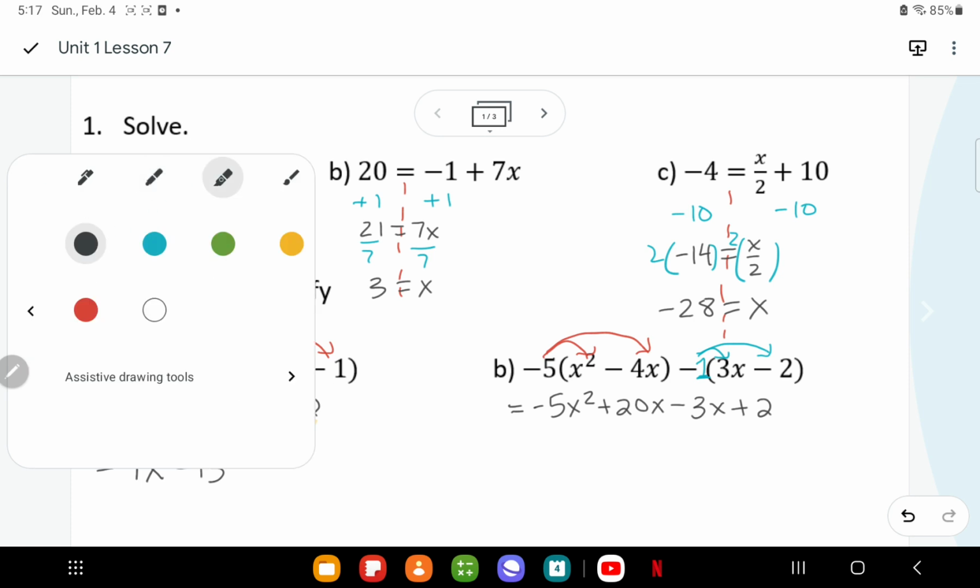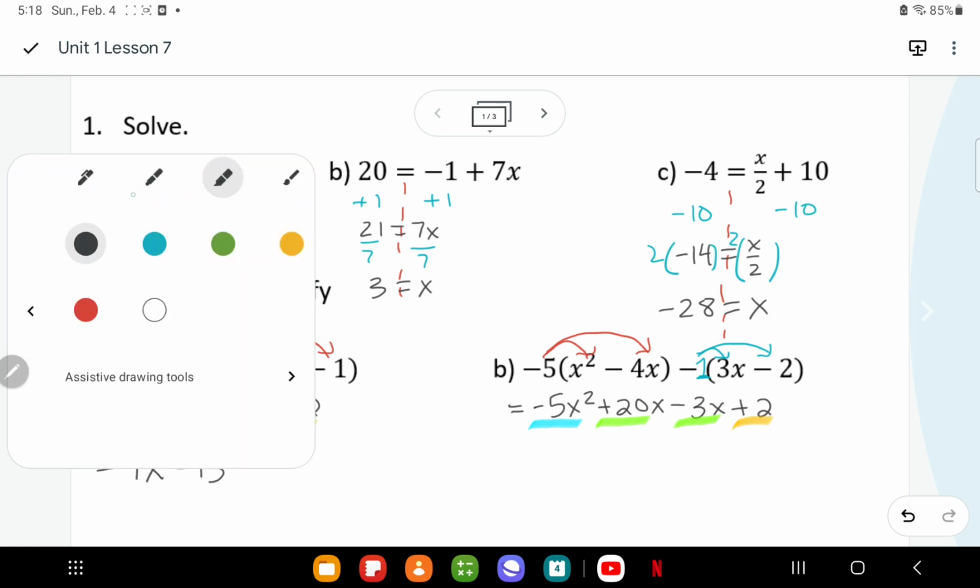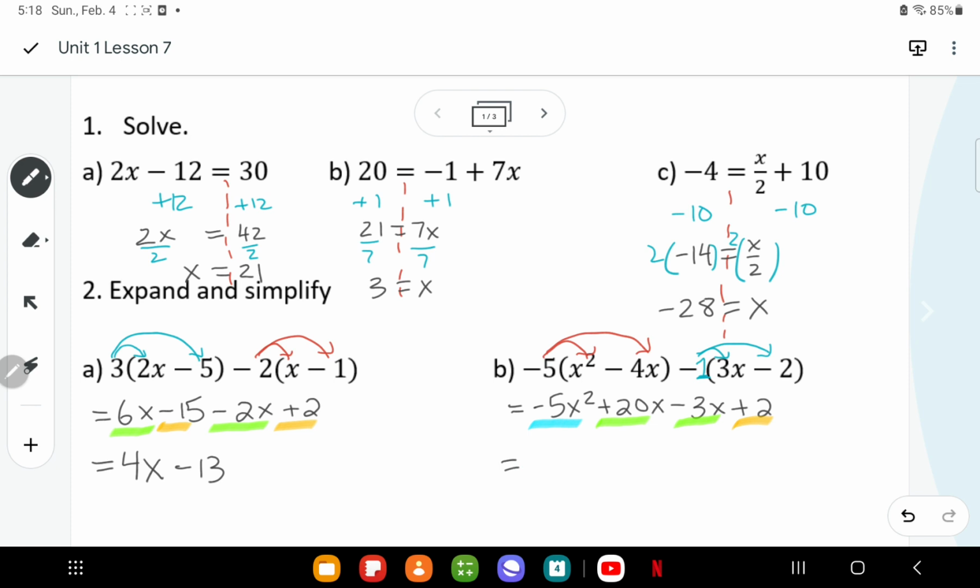And then when I look for my like terms, I've got a -5x squared. I don't have any other x squareds in there. I have 20x and -3x. Those are like terms. And then I have a plus 2 that doesn't have anything else to go with it. So really just those two in green that are like terms that are going to add together. 20x minus 3x is 17x and plus 2 at the end. So hopefully that makes sense for you. And double check those answers for that warm-up.